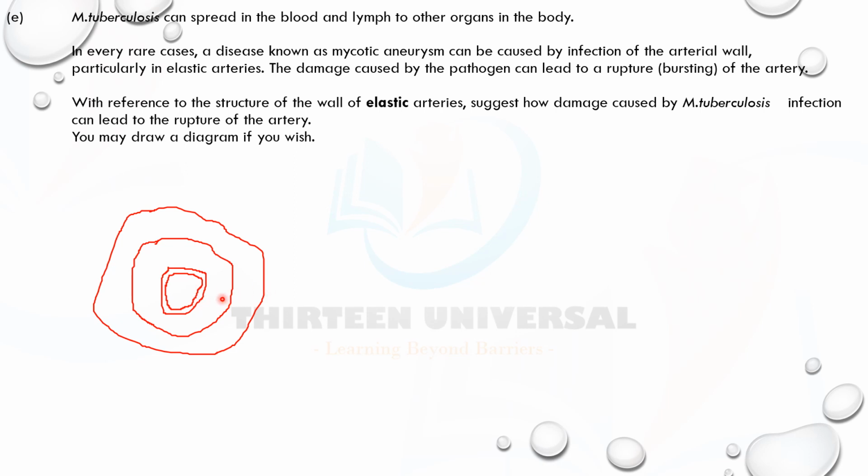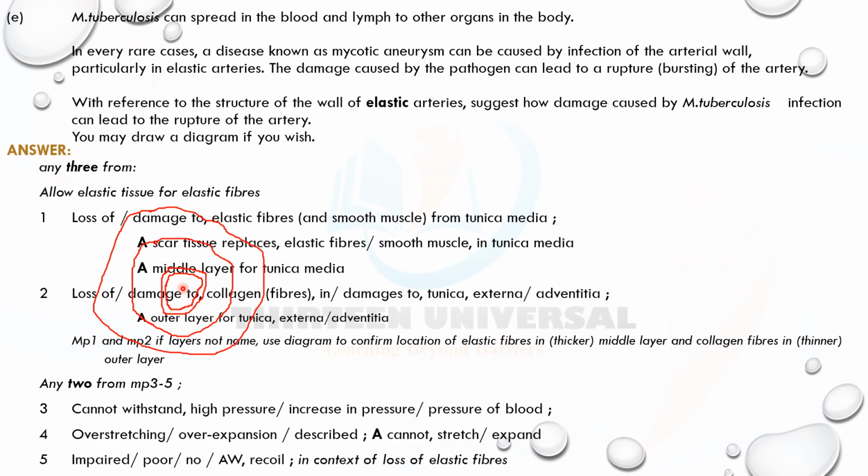Once the elastic fiber is damaged, it loses its elasticity, becomes over-expanded, and cannot recoil again. Of course, the pressure in the blood will rupture them. Look at it: loss or damage of elastic fiber from the tunica media. This tunica media has more of it, and that will lead to scar tissue replacing the elastic fiber. Scar tissue won't be able to offer strength and support.